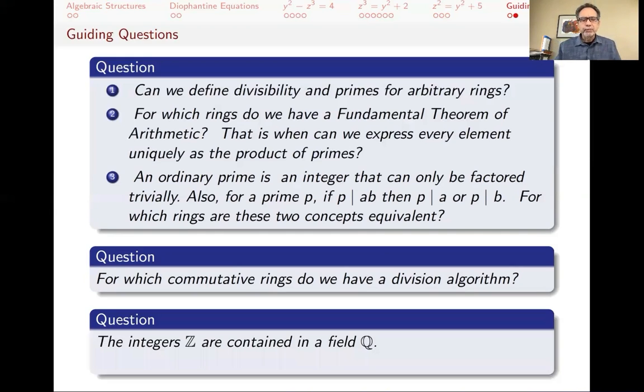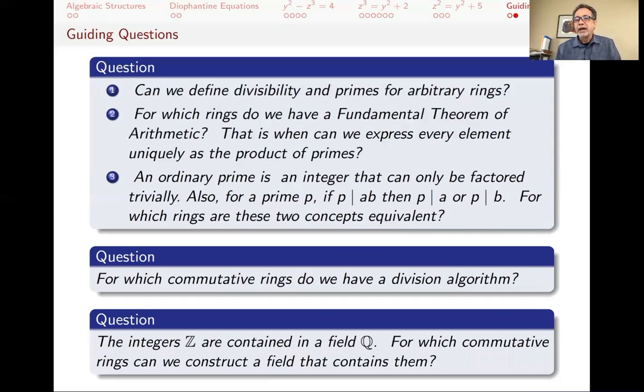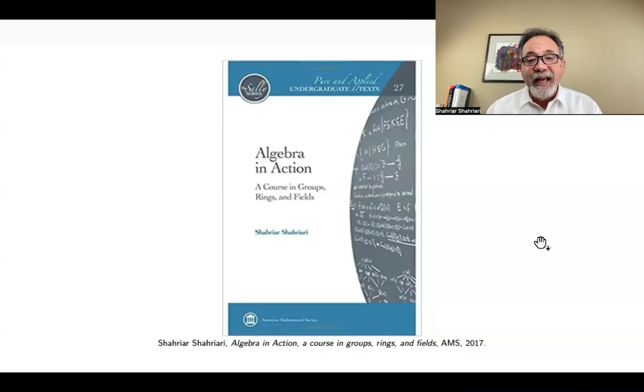Another question would be that the integers are inside a field, the rational numbers. We think that we can divide integers. It's just that sometimes we don't get integers. But it's helpful to know that we're sitting inside a bigger field. That gives us a better perspective. Is that possible for other kinds of commutative rings? Can we construct a bigger field that contains them? So these are the guiding questions that we will answer in our ring theory lectures. This is the end of this lecture.